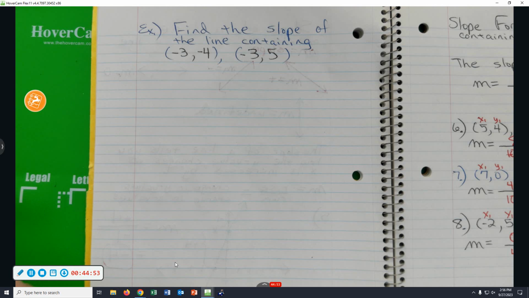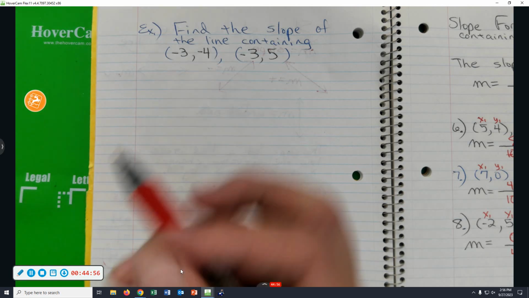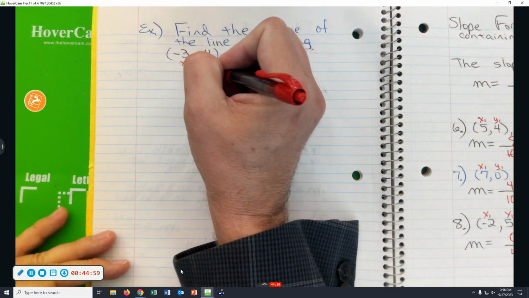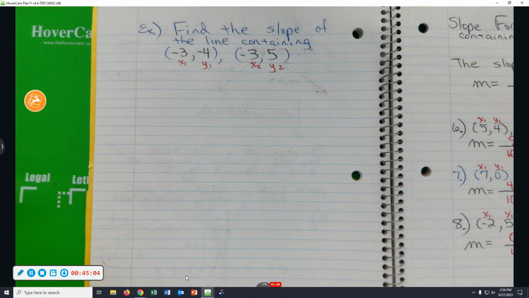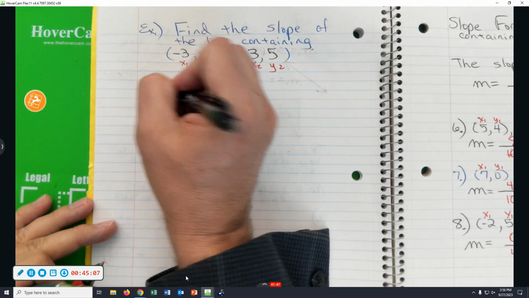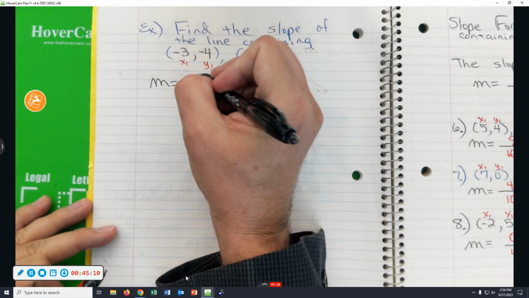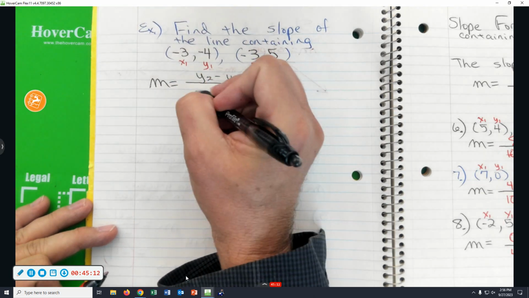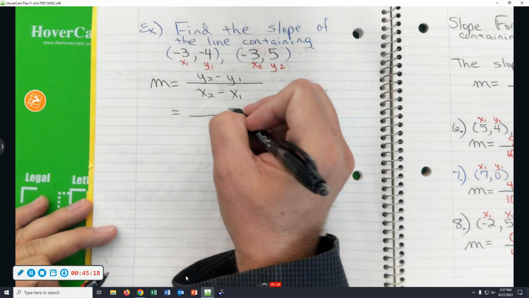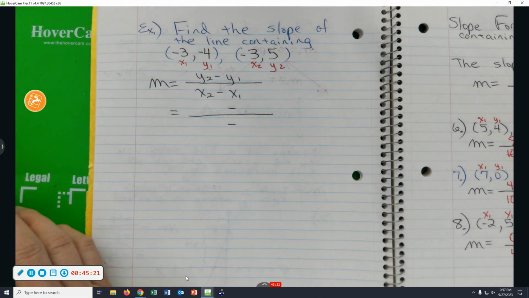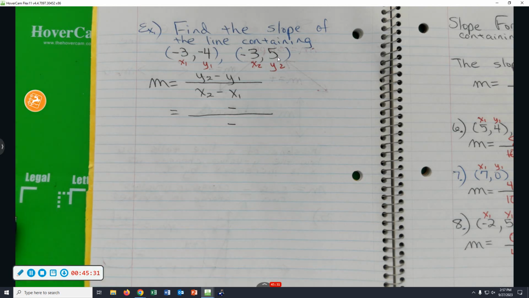So we identify our x's and y's. Here's my x1, y1, and this is x2, y2. Maybe it's time for me to restate that slope formula: y2 minus y1 all over x2 minus x1. And y'all caught up? Take a drink for y'all.